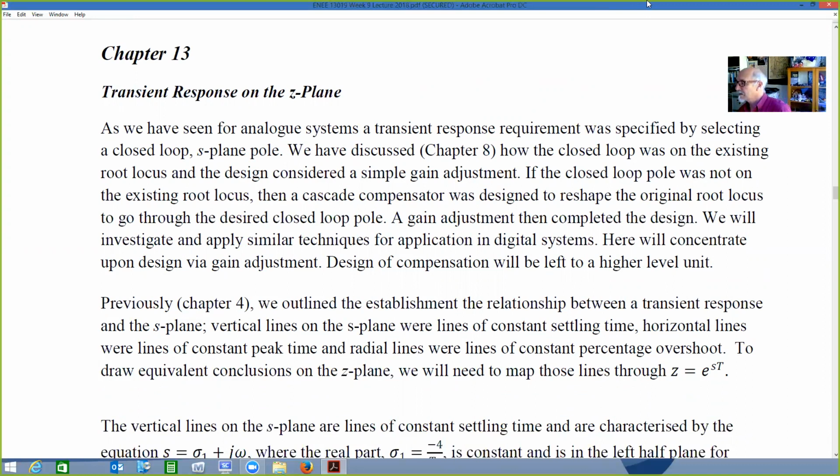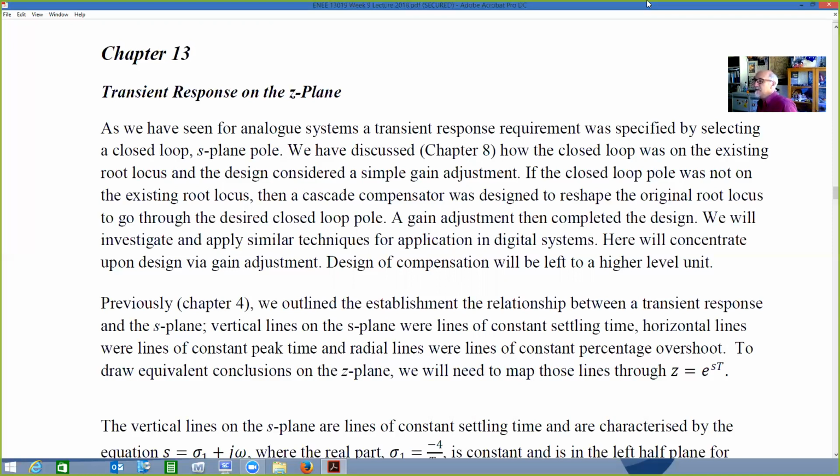So we've seen for the analog system, a transient response requirement was specified by selecting a closed loop S-plane pole. We've discussed, chapter 8, how if the closed loop pole was on the existing root locus, the design considered a simple gain adjustment. If the closed loop pole was not on the existing root locus, then a cascade compensator was designed to reshape the original root locus to go through the desired closed loop pole. A gain adjustment then completed the design.